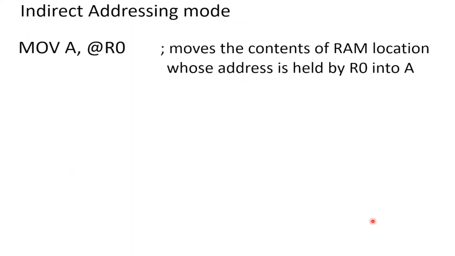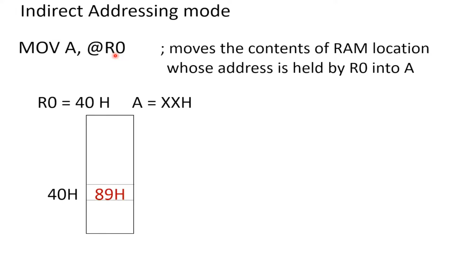Let us take one example of indirect addressing mode. Here the instruction given is MOV A, @R0. Now what does it do? This instruction will move the content of a RAM location. It will definitely move the data inside a RAM. Where will it move? To the accumulator. But what about the address of the data? It will move the content of the RAM location whose address is held by R0. It means the content of the memory location is to be moved, but the address of the memory location is in R0, and that R0 will point to the data.